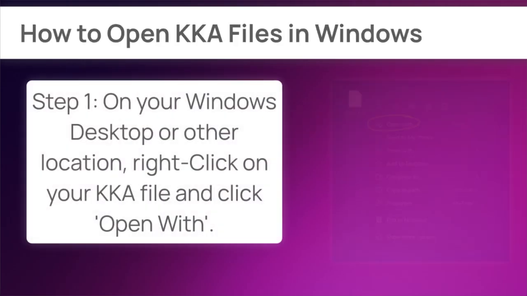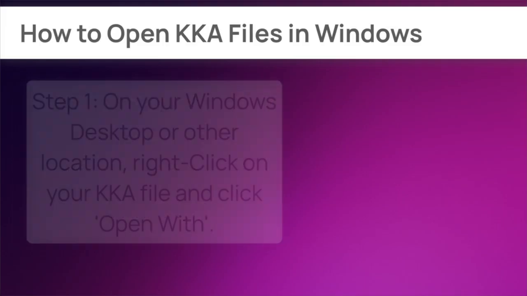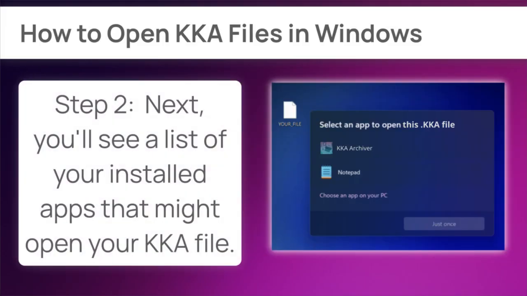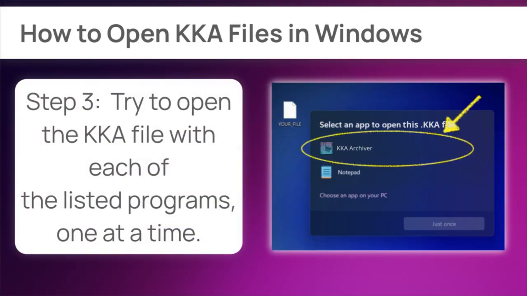The fastest method is to try all compatible openers. Right-click the KKA file and hit Open With. Use KKA Archiver if installed. If not, choose another program. We must confirm the handler.